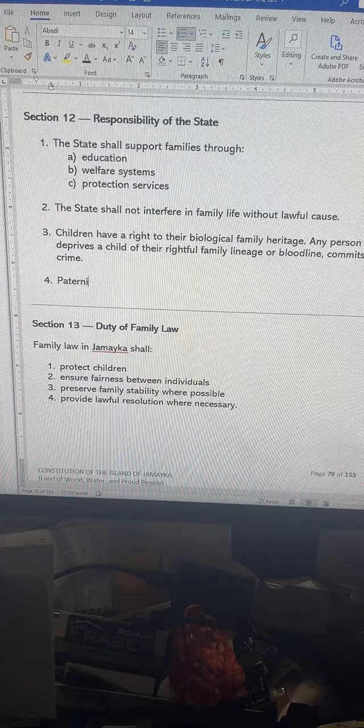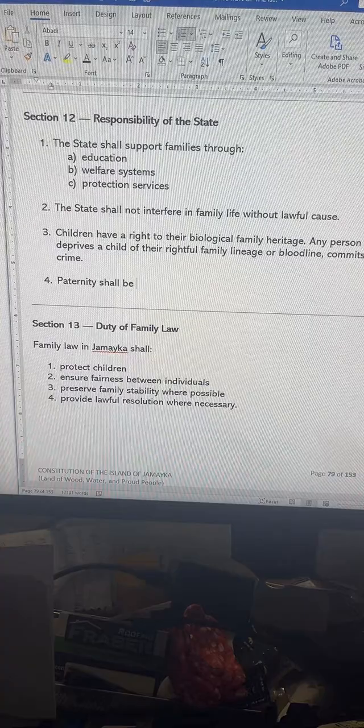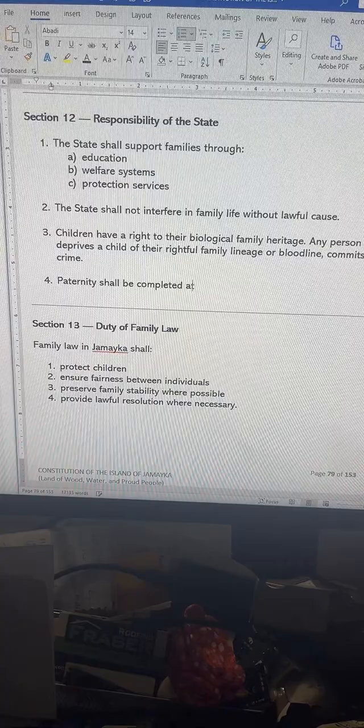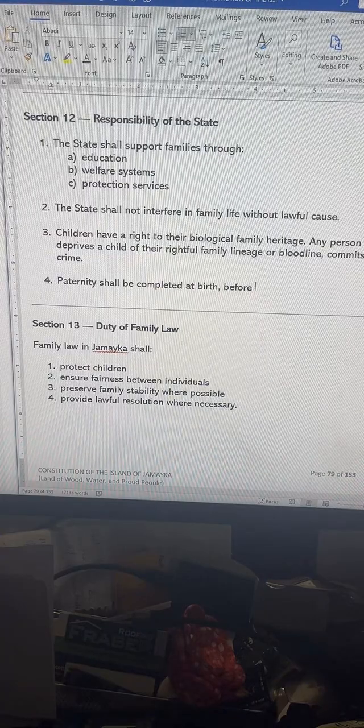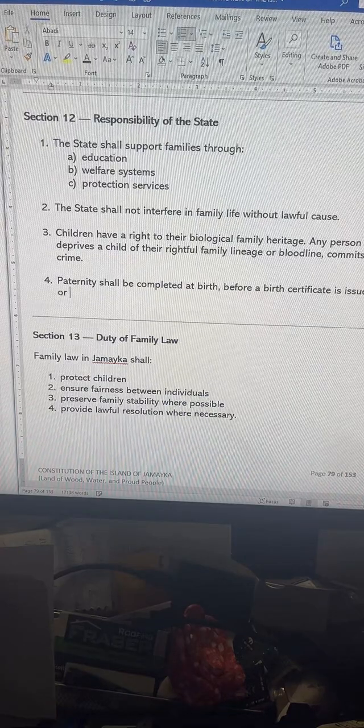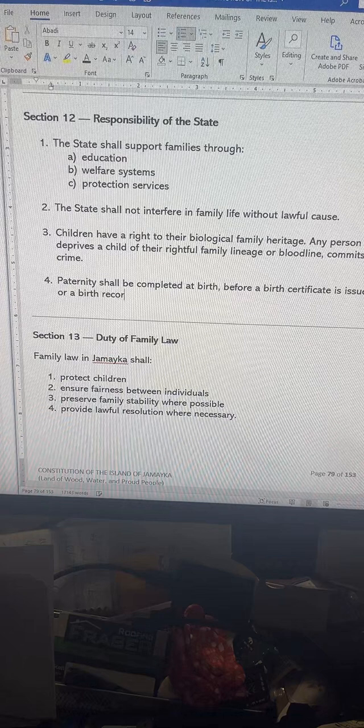Paternity shall be completed at birth, before a birth certificate is issued or a birth record is created.